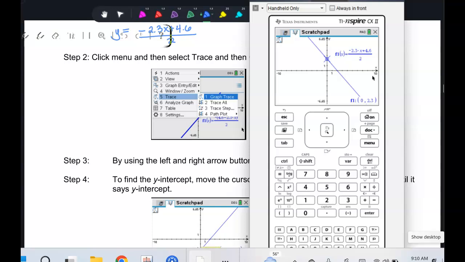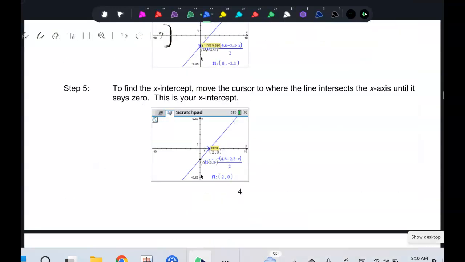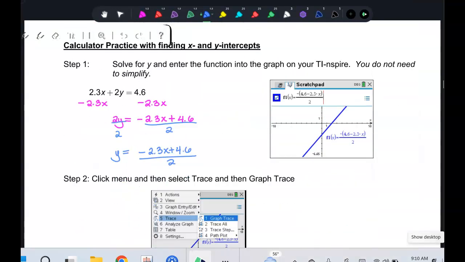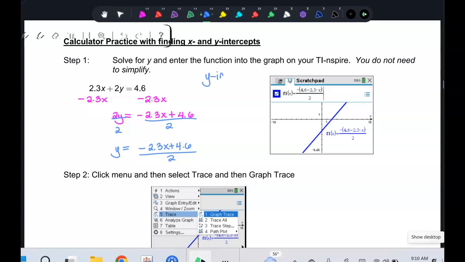Take a look. 2.3 times X times X plus 4.6. What do we notice that right away pops up? 0, comma, 2.3 at the very bottom. So we need to find out what X is. That's the answer for Y. I got 4.6 over 2. So what do we get for our y-intercept? So Y equals 2.3. 0, comma, 2.3. All right, now what do we want to do next?